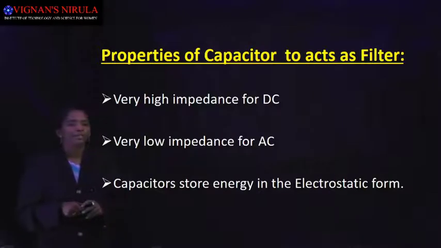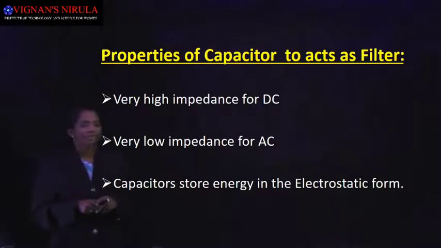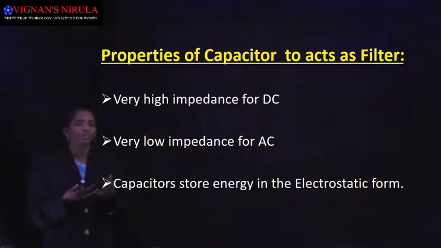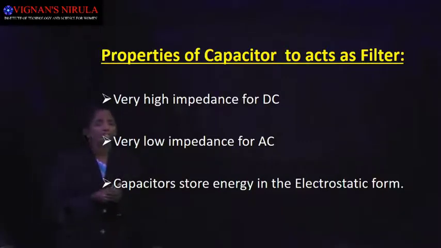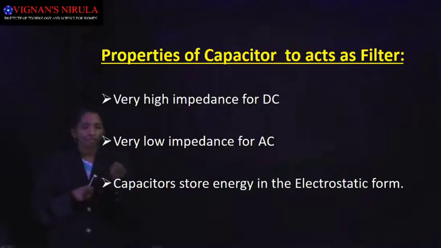Properties of a capacitor acting as a filter. We know the function of a capacitor. What is the function of a capacitor? It stores electrostatic energy. Am I correct? The general function of a capacitor is that it stores energy in the electrostatic form. But is there any use of this function in a filter? If you observe, there is no use of this one. You have to use a different property of the capacitor when using it as a filter.